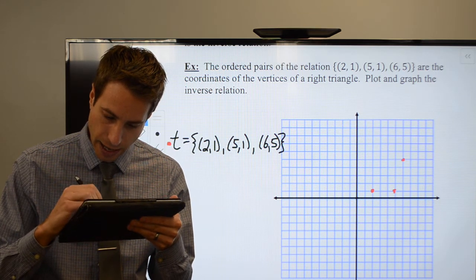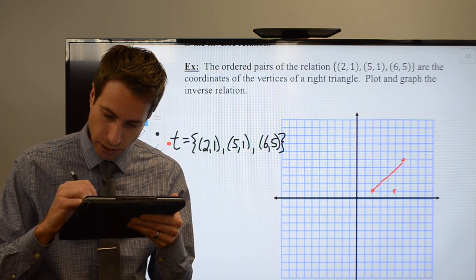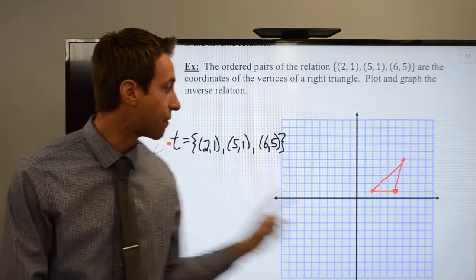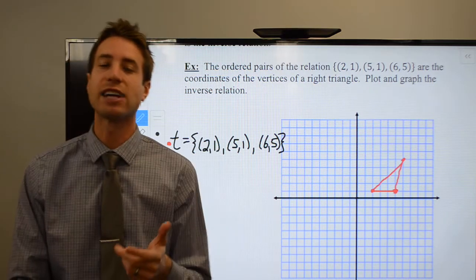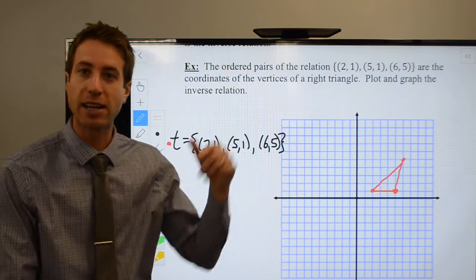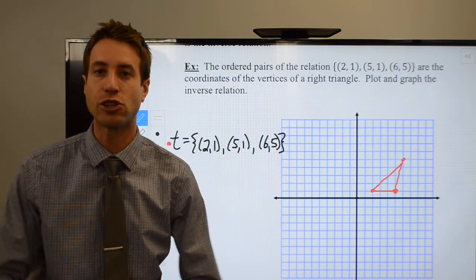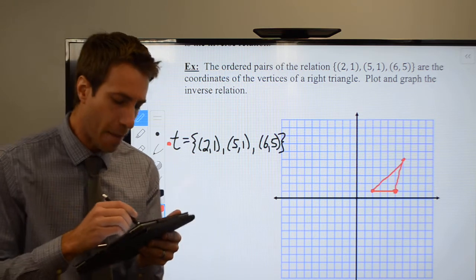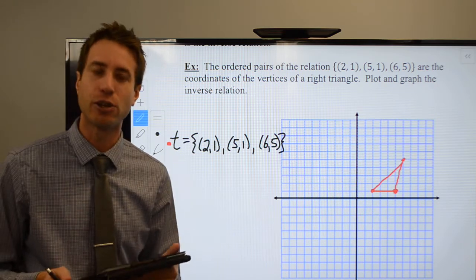And I'll go ahead and connect those dots so that you can see the triangle that is the result of graphing that relation. Now, what I asked you to do is to find the inverse relation, and we just talked about a second ago. To find the inverse relation, you simply switch the x and y coordinates, which we'll do, but we have a special name for it, and here's what it is.